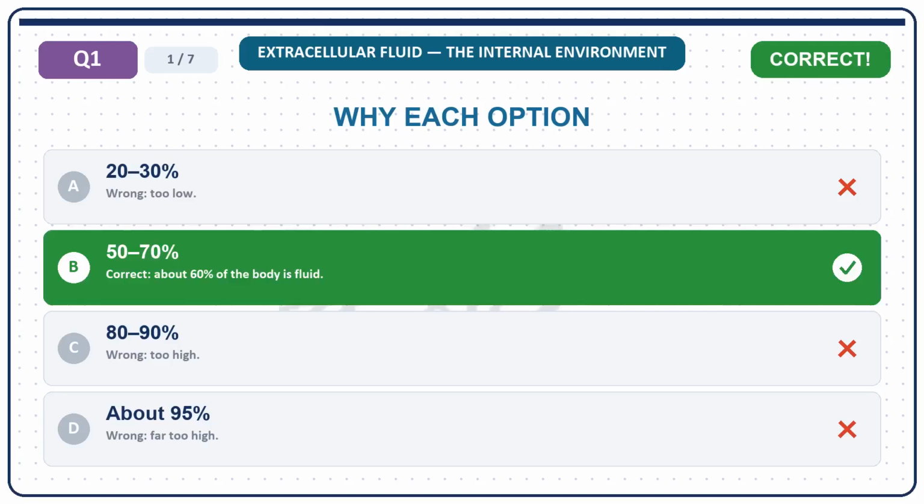And option B, 50 to 70%. This is the correct answer. About 60% of the body is fluid. Let's move on to the next question.